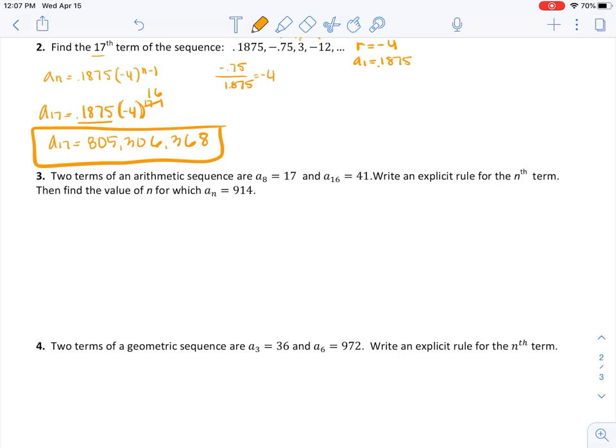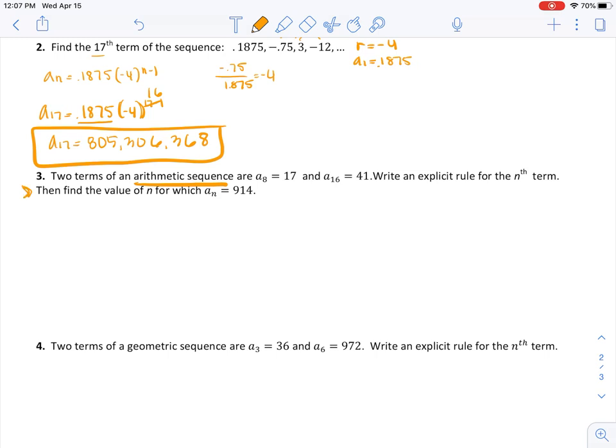Okay, next one. Two terms of an arithmetic sequence are the 8th term is 17, the 16th term is 41. Write an explicit rule for the nth term. Then find the value of n, which a sub n. So this is a follow-up question. I'm not going to bother reading it right now. I'll do it when I'm done.